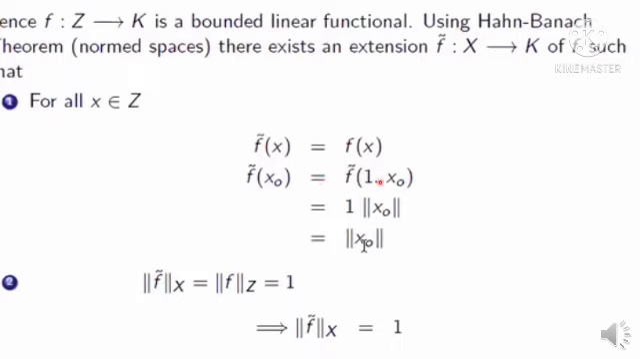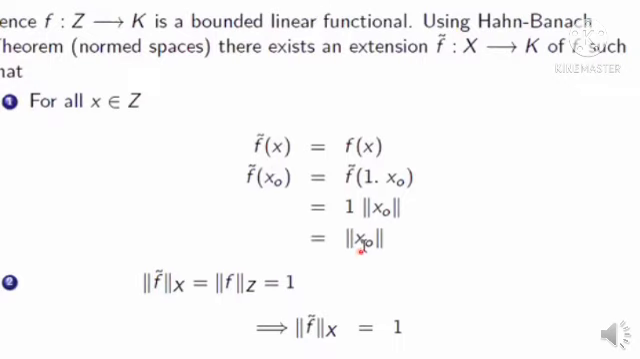Here we can write x naught is equal to 1 into x naught. If we apply f tilde on 1 into x naught, the 1 will come outside, and the x naught becomes its length. So f tilde of x naught is equal to the length of x naught. So the first property is satisfied, that is, f tilde of x naught is equal to the length of x naught.